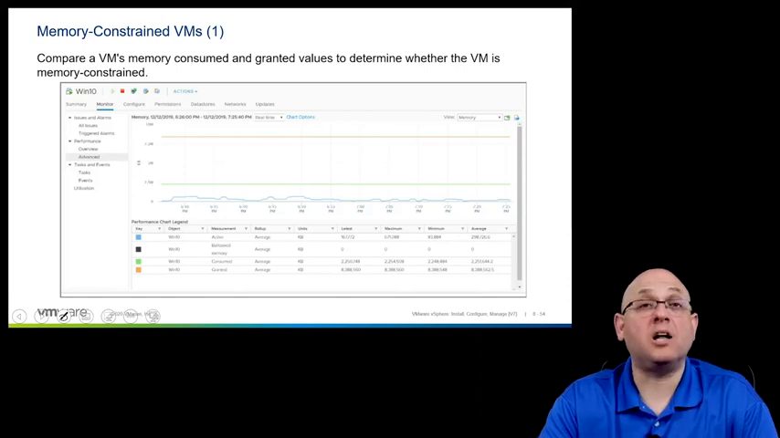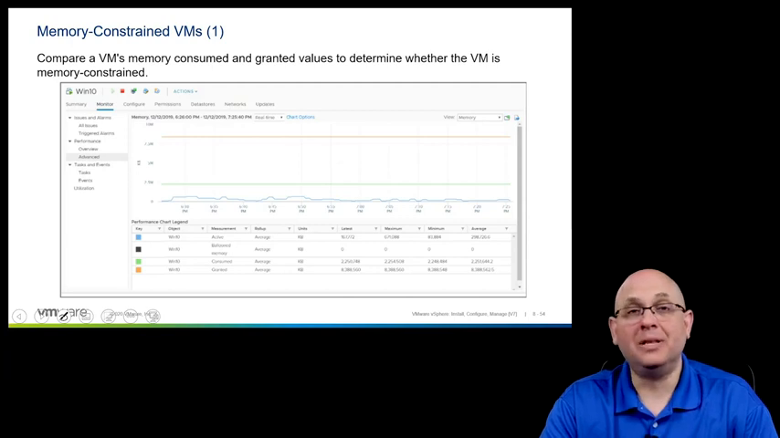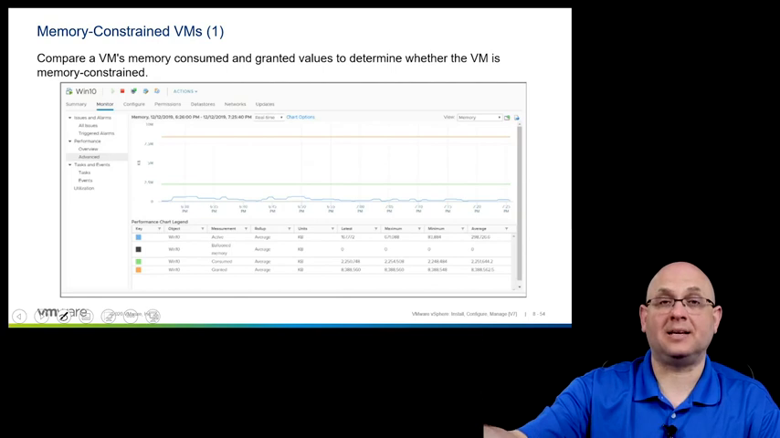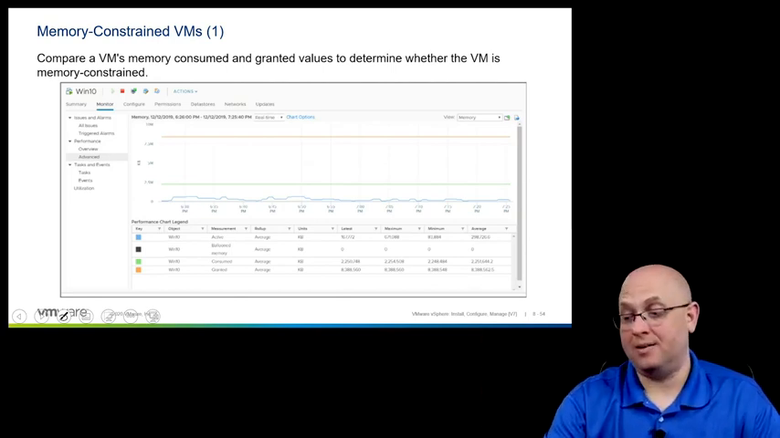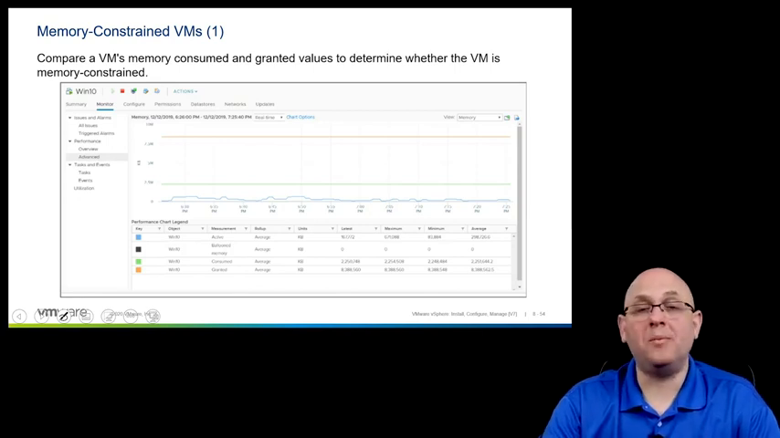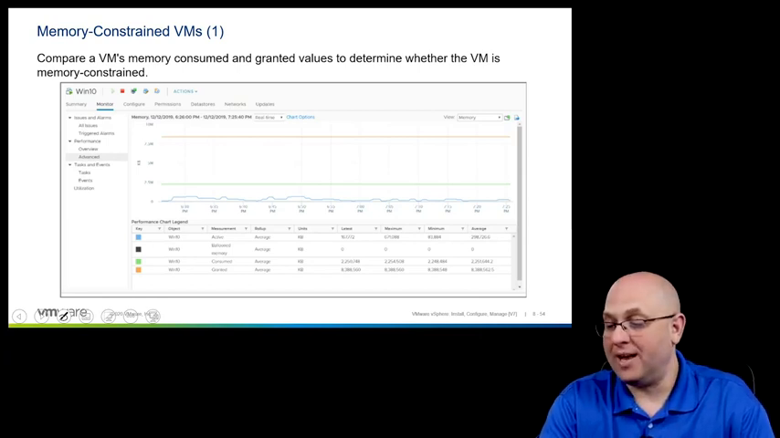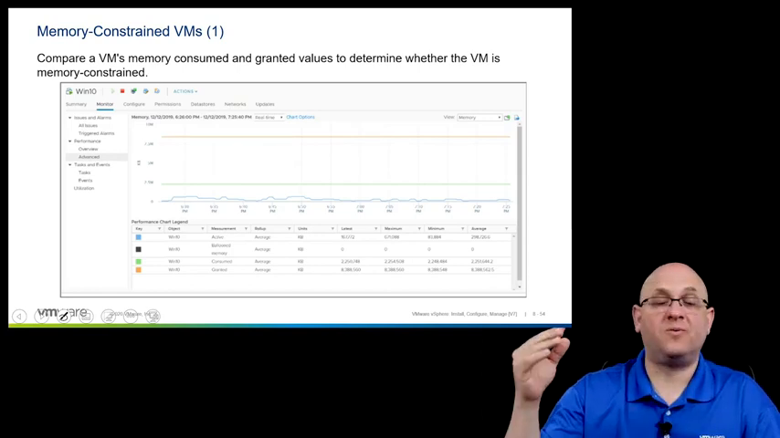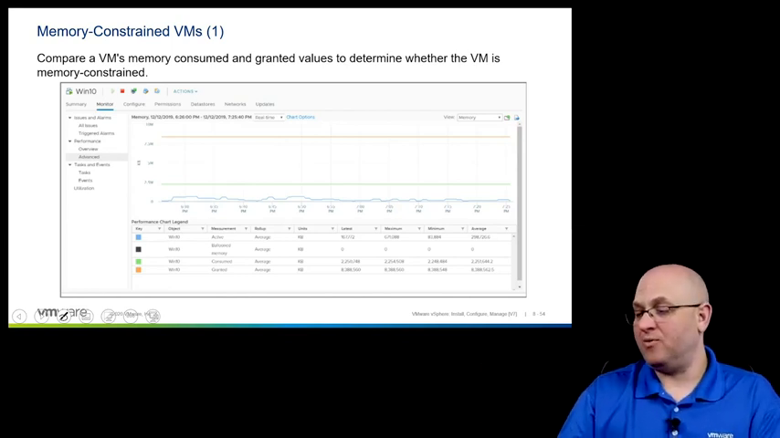Active being memory that has been touched by the VM in the last 60 seconds. Ballooned being memory that had once been granted by ESXi, but then ESXi asked for it back. Consumed is the total amount of RAM that is currently being consumed. This is active memory as well as idle memory. And then granted, this is the total amount of memory that we've actually granted to that host for use. Not that it's actually used or consumed it yet, but that we've granted.